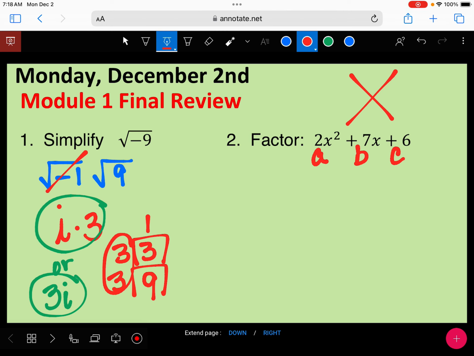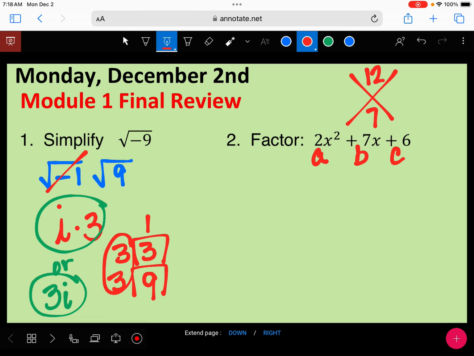2 times 6 is 12. And then b goes on the bottom. So don't say it out loud. Take a moment and see if you can figure out what our numbers are. Oh, here they go. 2 numbers that multiply to give you 12 and add to 7.